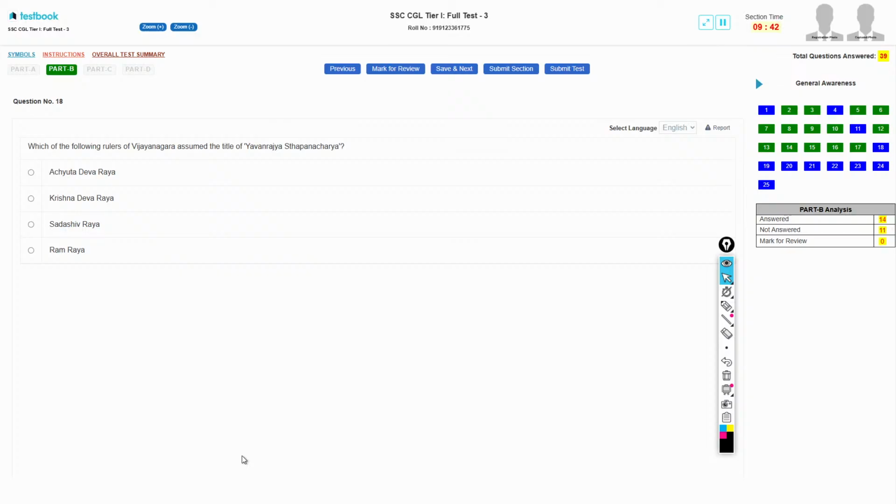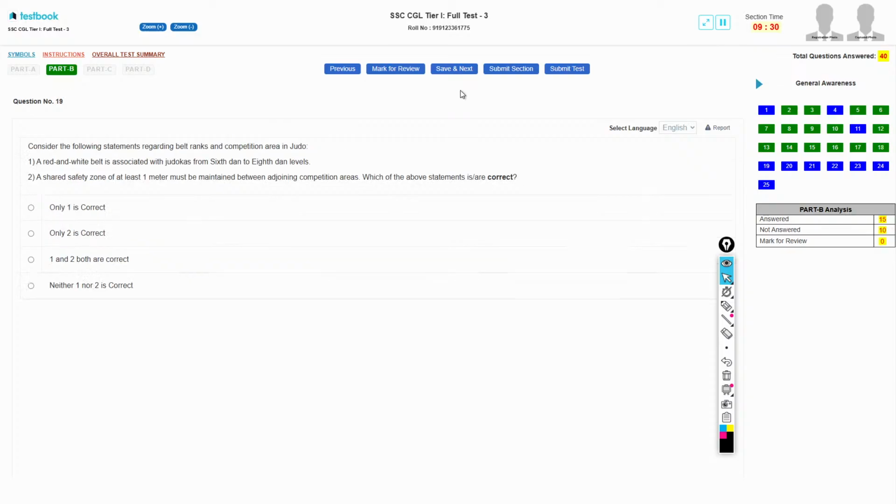Which of the following rulers of Vijayanagar assumed the title of Yavana Rajya? It's either KDR or ADR. I will go with KDR because he had many titles. Next: the red and white belt is associated with judokas from 6th dan to 8th dan level. Okay, maybe. A shared safety zone of at least 1 meter must be maintained between adjoining competition areas. Yeah, I feel both are correct.